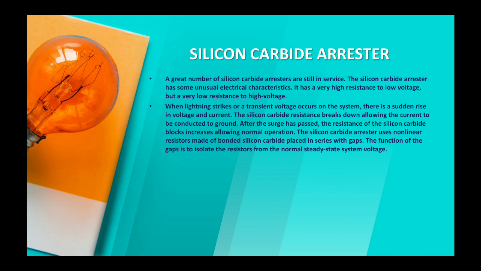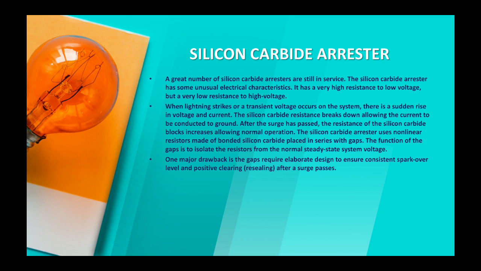The silicon carbide arrestor uses a non-linear resistor made of bonded silicon carbide placed in series with gaps. It is just like the previous one, the valve type arrestor. So there must be non-linear resistors used, which are made of bonded silicon carbide placed in series with a gap. The function of the gap is to isolate the resistor from the normal steady-state system voltage.